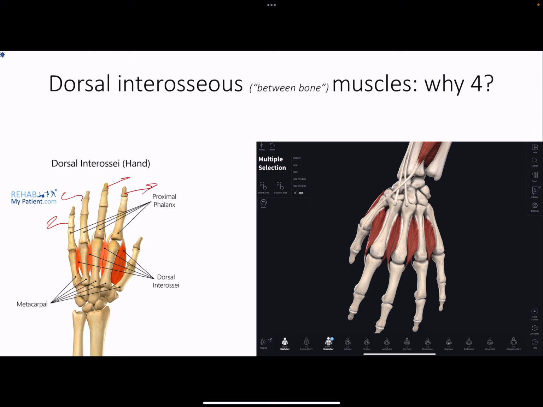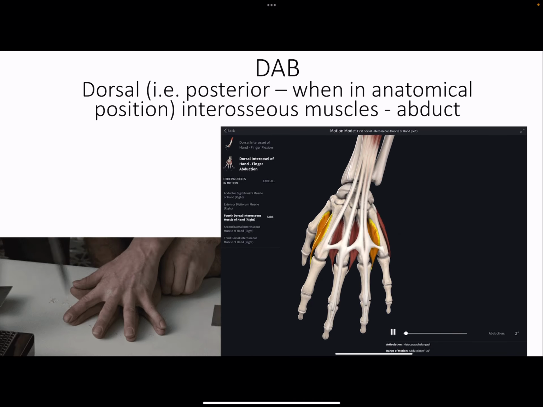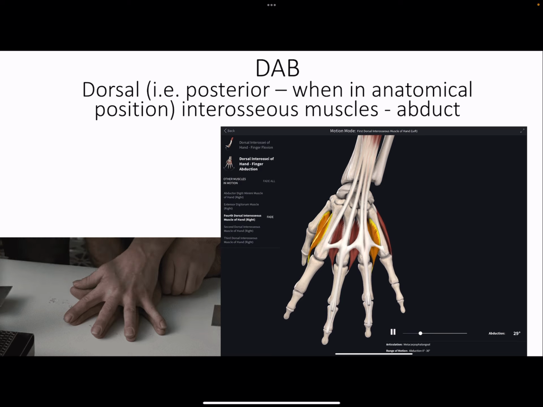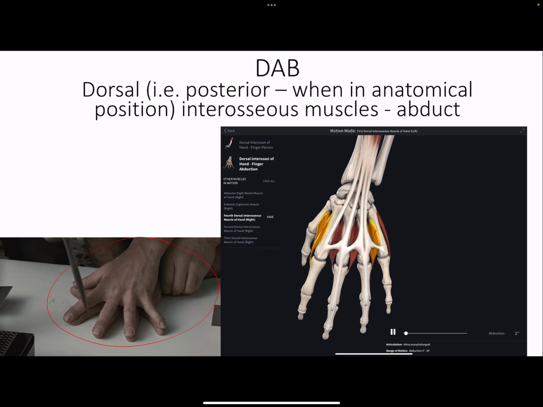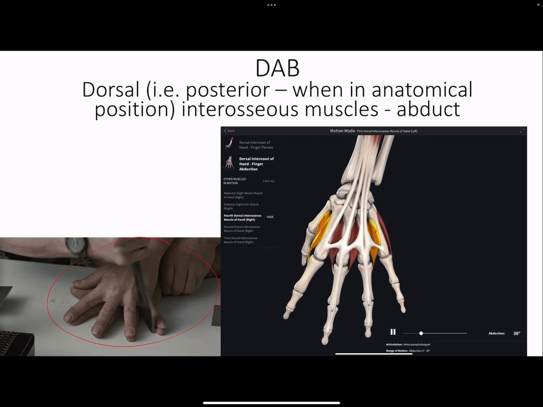And, of course, our thumb has its own abductor. Our pinky also has extra abductors as well, right? It's not like these are the only things abducting. These are the only things abducting digits 2, 3, and 4, though. Definitely want functioning dorsal interossei if you're going to be doing fun stuff like that.